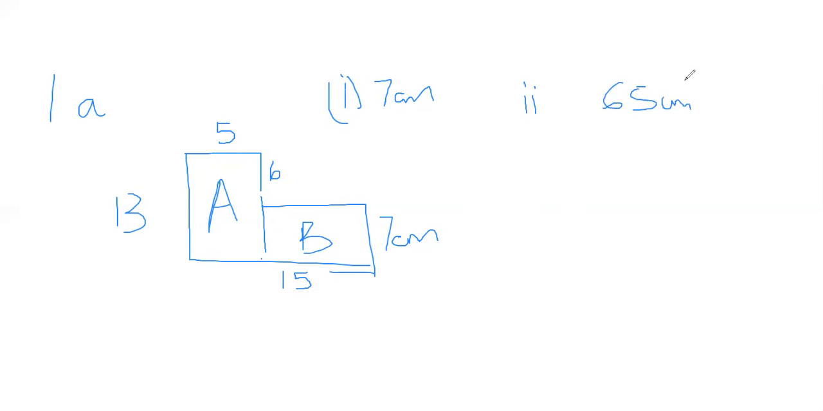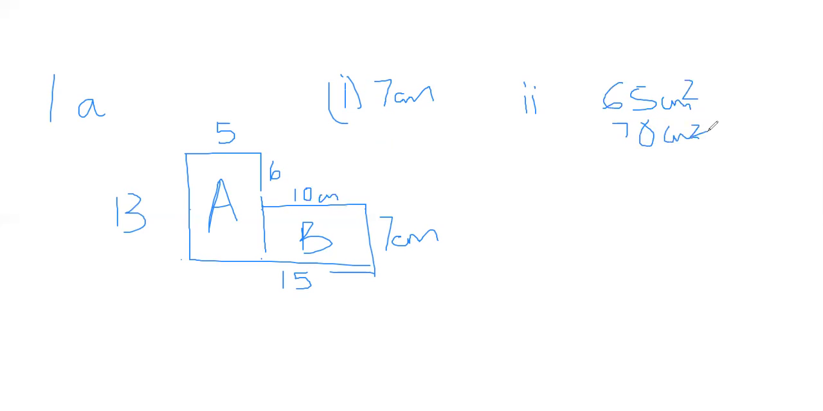Then we add the area of shape B. For B, we don't know how many centimeters it is from here to there. We never calculated them because the question never wanted us to do that. But we know that from here to there, the answer is 15. And then from here to there, it's 5. So this side is 10 centimeters. 15 minus 5, we get 10. So shape B is 10 times 7. The answer is going to be 70 square centimeters.